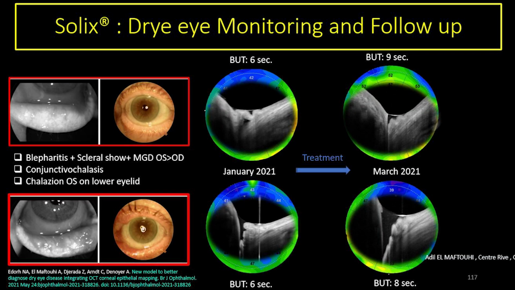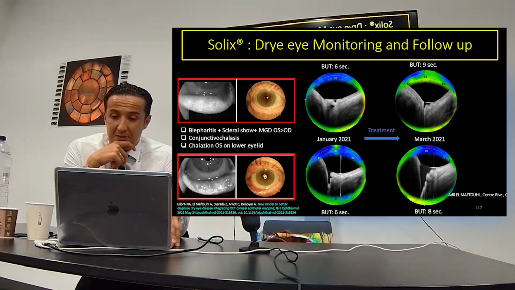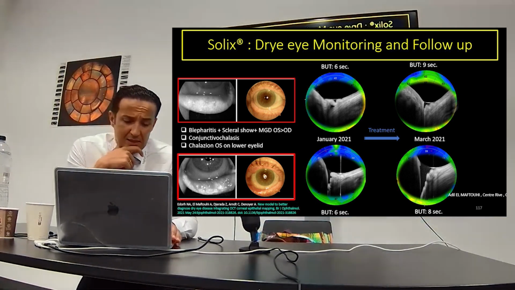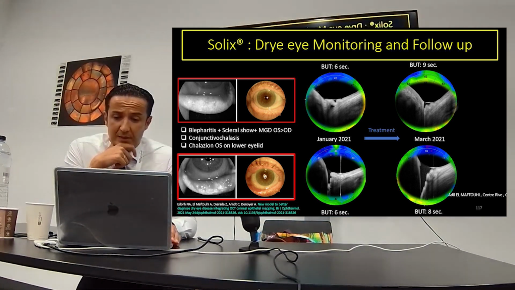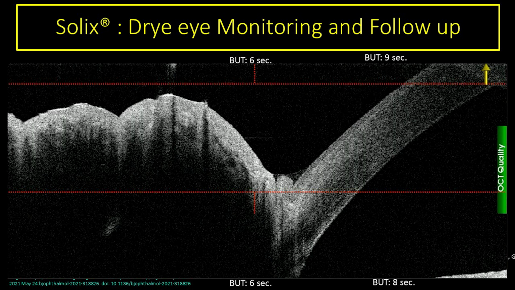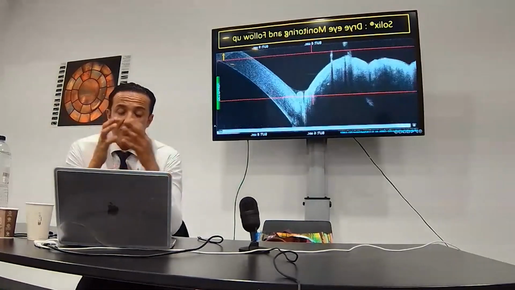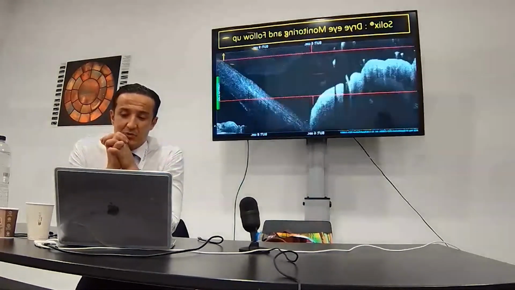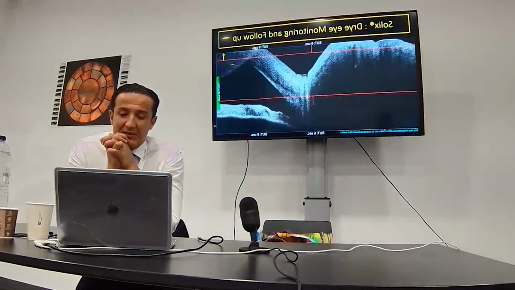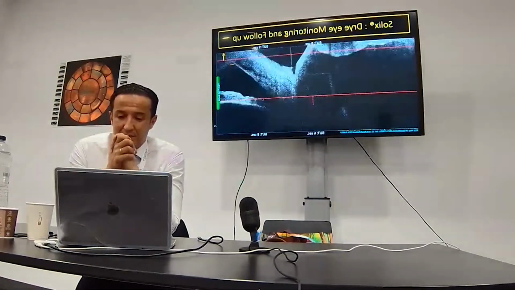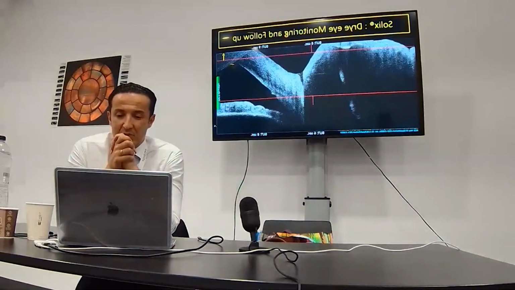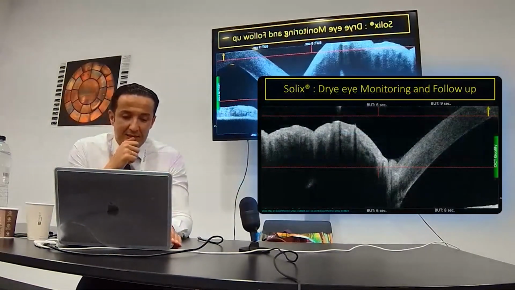Another case of a more advanced stage of dry eye. And look here, with the incomplete blinking, scleral show, chalazion. This is before and after the treatment. And look here, we observe also a reduction of the fold of conjunctival chalasis after the treatment. And you can also analyze this dynamic approach with OCT scan, with a vertical scan. You can see very well this conjunctival chalasis.